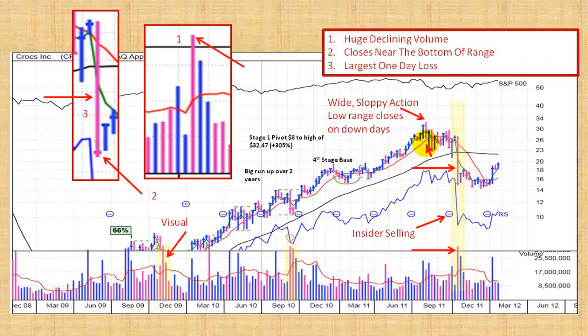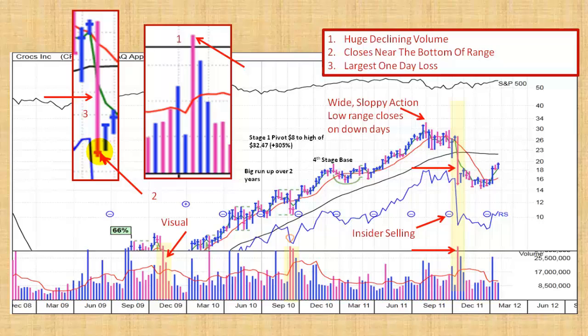To spot signs of distribution, you want to look for a change in character in the price and volume action of the stock. Here we have a huge 1-day decline. It also closed at the bottom of the range and came in on huge above average downside volume. Here's a close-up. You can see the volume, you can see the close, and you can see the tremendous size of this day's range. When you see something like that, it's a sign of distribution, and you want to become defensive.